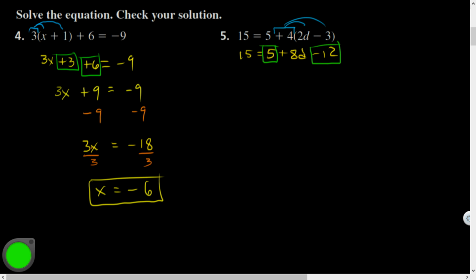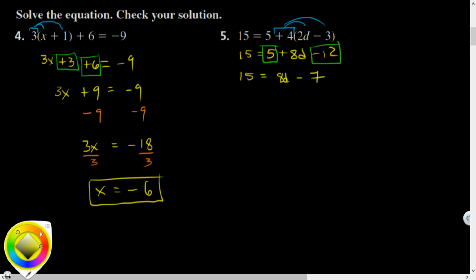Let's combine like terms, which would be the 5 and the negative 12. Right? Those are both constants. Neither of those have a variable attached to them. And so I'll have 15 equals, I'm going to write the 8d first, and 5 minus 12 is negative 7. Now, if you don't like the variable being on the right-hand side, you can choose to swap these right now. That's fine. But I'll solve for it on the right side, and then I'll swap it at the end.